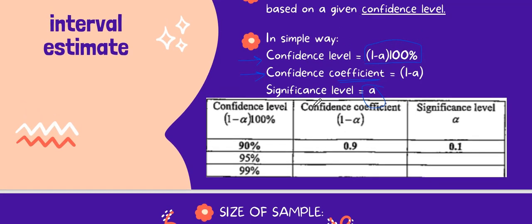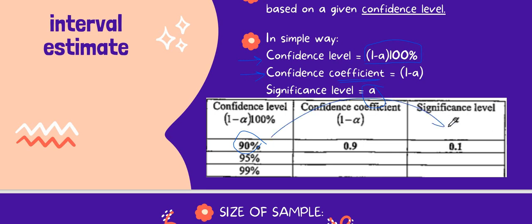I will show you the table first, to give you more understanding. You can see that I have three columns here. The first column is the confidence level, which you must remember is in percentage, then the confidence coefficient, and the last one is the significance level. So here you have 90%. Our objective, class, is to find A.